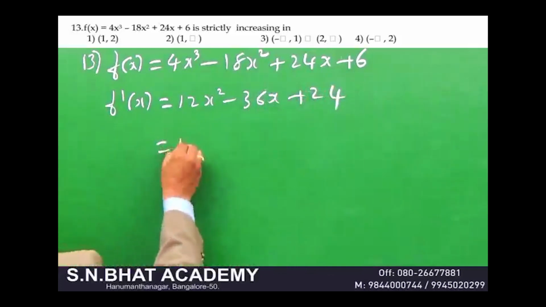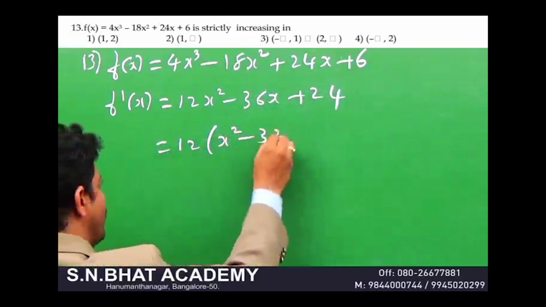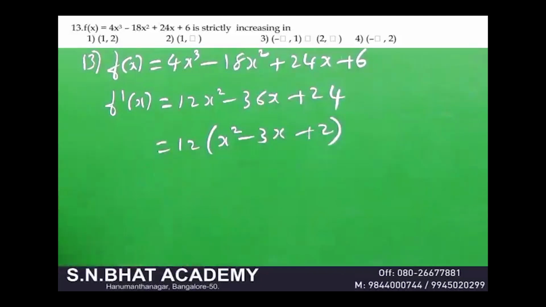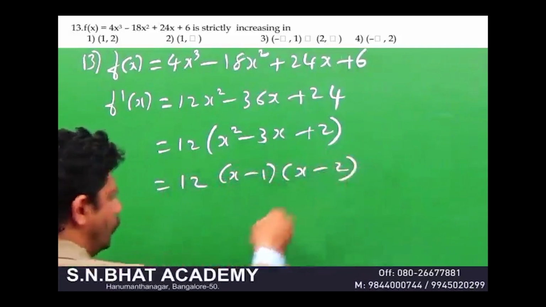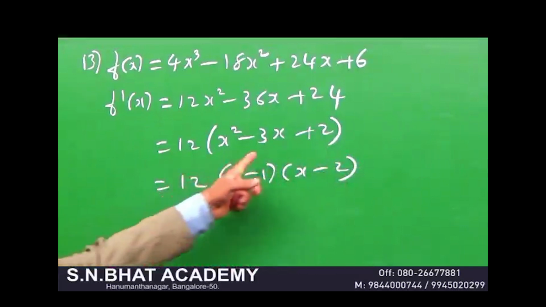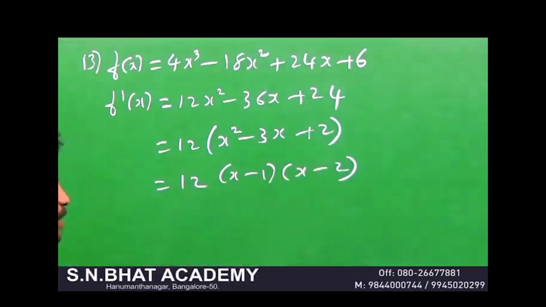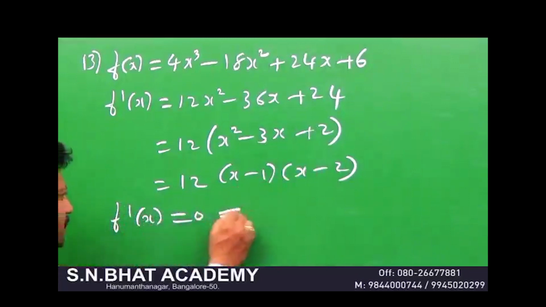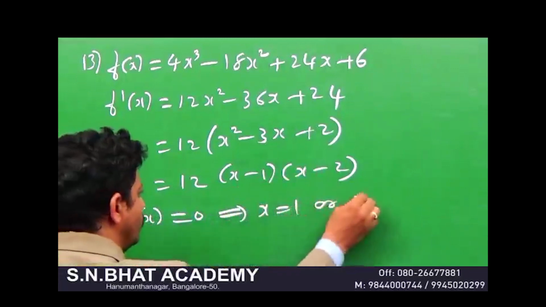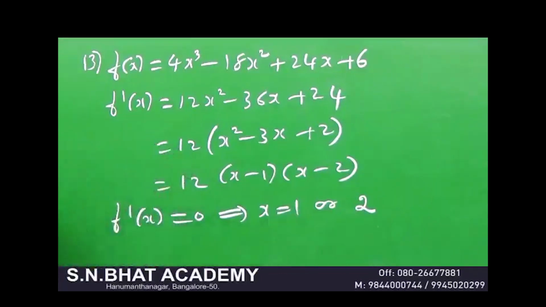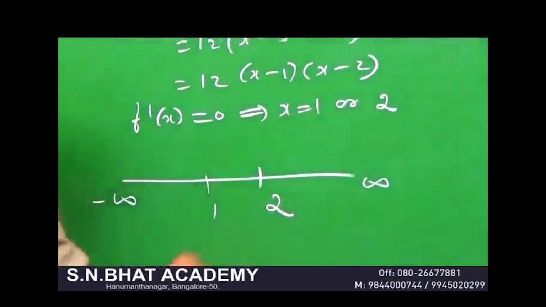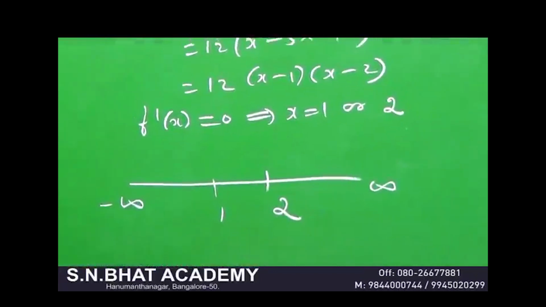So it can be written as 12 times x square minus 3x plus 2 by taking out 12. Now we can factorize this one. x square minus 3x plus 2 can be written as x minus 1 into x minus 2. Now we equate f dash to 0. This implies x is equal to 1 or 2. Now mark 1 and 2 on the number line. The number line gets divided into 3 parts.